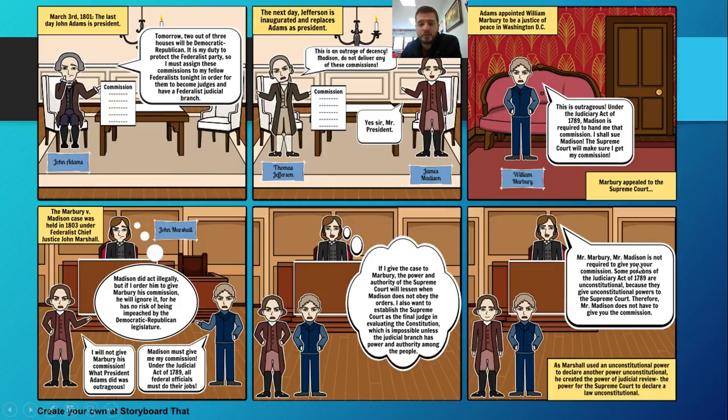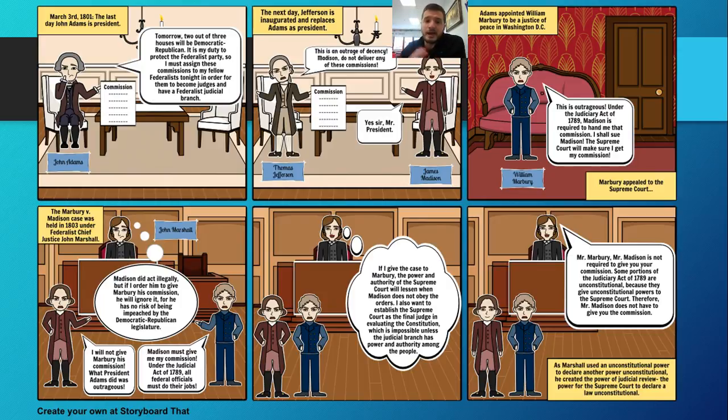He says, Mr. Marbury, Mr. Madison is not required to give you your commission. Some portions of the Judiciary Act of 1789 are unconstitutional because they give unconstitutional powers to the Supreme Court. Therefore, Mr. Madison does not have to give you the commission. So he is using an unconstitutional power that was given to him in the Judiciary Act of 1789 to declare another act unconstitutional.